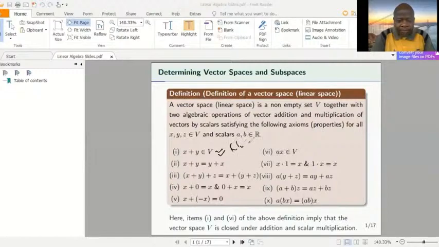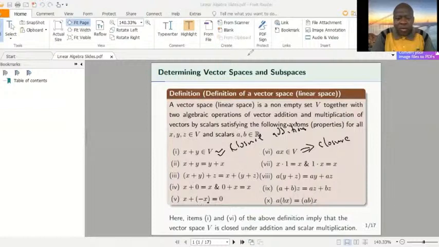This is the closure property under addition, and under multiplication, this is the closure property. And I've already said what the others mean. This is commutativity, this is associativity of addition. This is the existence of the identity element, that there must be an identity element. And this one is the existence of the inverse, that every element must have an inverse.